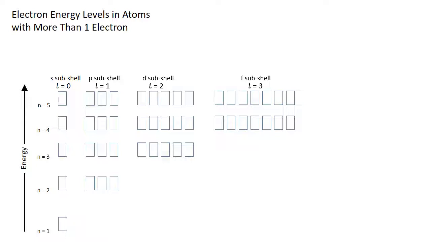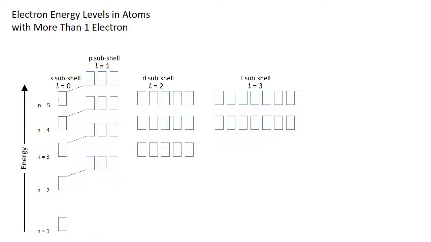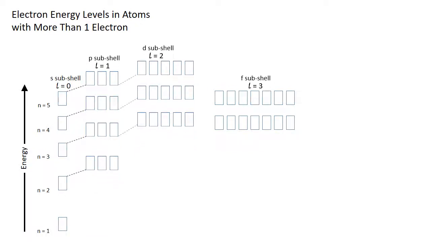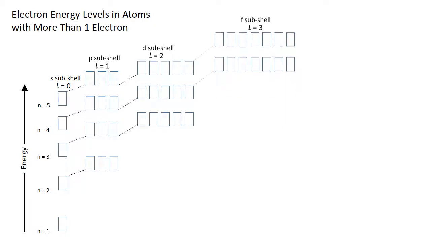So let's shrink that diagram down and look at what happens when I have more than one electron in the atom. The L equals 1 level is shifted upward in energy relative to the L equals 0 sublevel at each of those energy levels n. The L equals 2 sublevel is shifted up a little more, and the L equals 3 sublevel is shifted up a little bit more than that. The result is that eventually the orbital levels start to overlap one another.